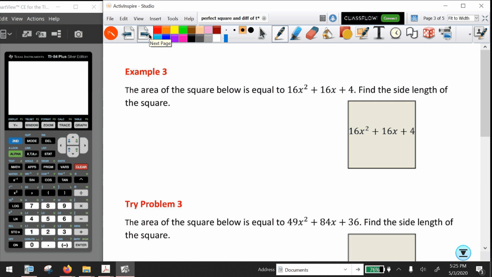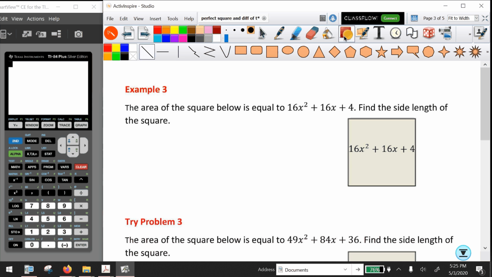Find the area of the square below is equal to 16x squared plus 16x plus 4. Find the side length of the square. This is a problem that you're going to see in your Math Excel.